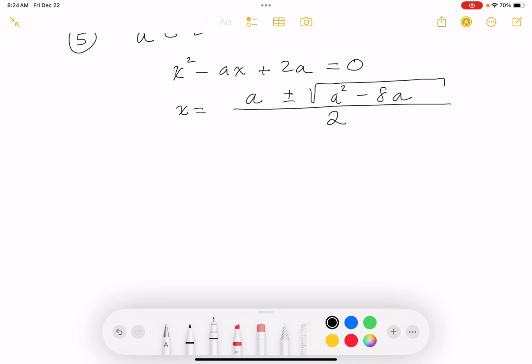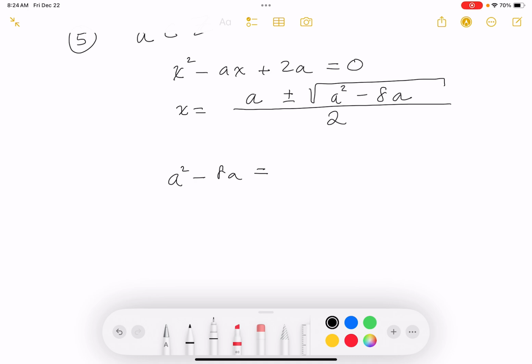What do I know, though? I'll read that back to you. Consider all integers a. They have to be integers. A is an integer. It says both zeros of the following quadratic equation are integers. So what do I know? I know that a squared minus 8a has to be an integer, because a is an integer. But furthermore, I know the square root of it has got to be an integer. And why is that? The x has got to be an integer in the problem. So this means a squared minus 8a has to be a perfect square. All right? So I know that a squared minus 8a must be a perfect square.